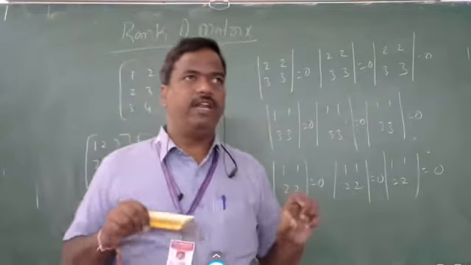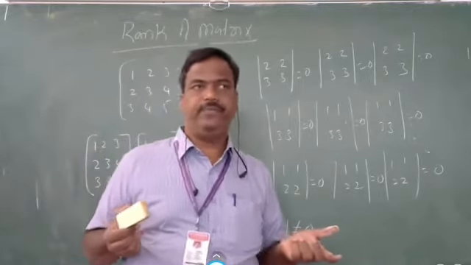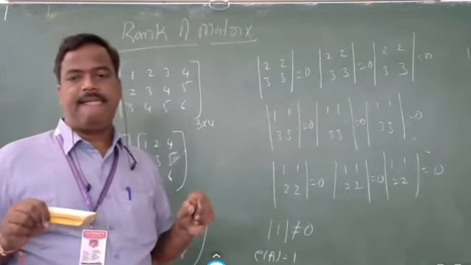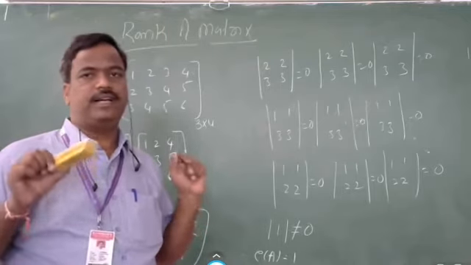That is, if you have that R plus 1 minor, then that R plus 1 minor is 0. This is the condition. Otherwise, don't worry.